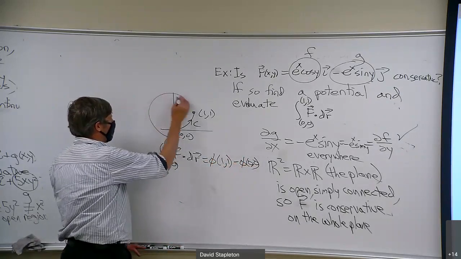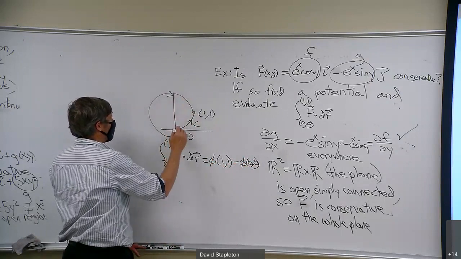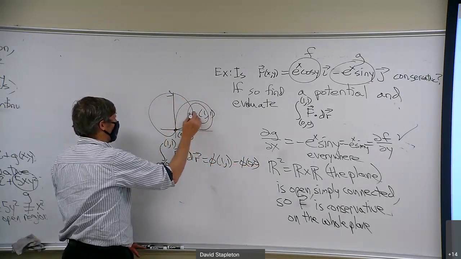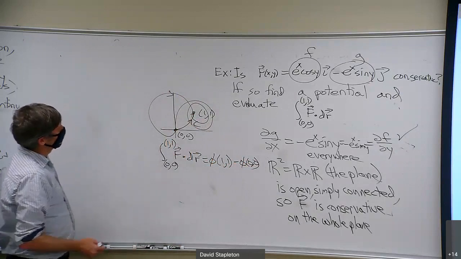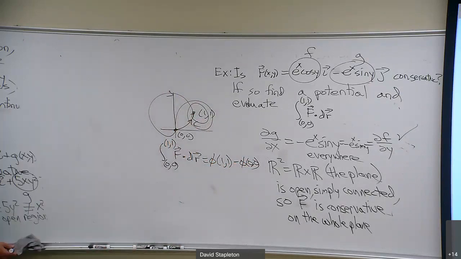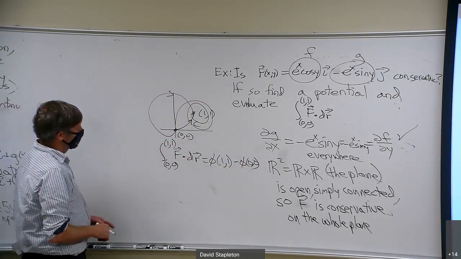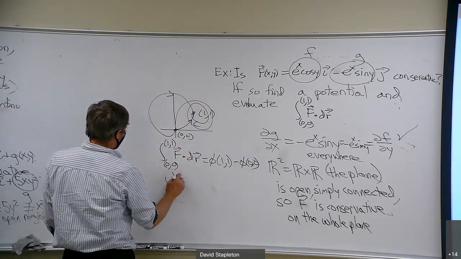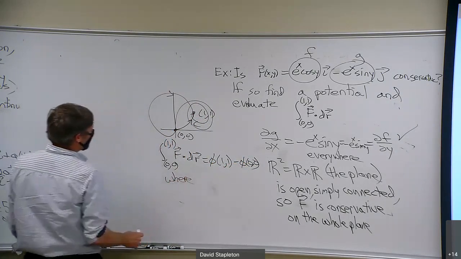I could have taken this path, right? I can go twice around and over here. Any path will have the same value of that integral according to the theorem. And we say it's path independent. It does not matter the path, any piecewise smooth path, it just matters the endpoints, where we have to calculate phi.